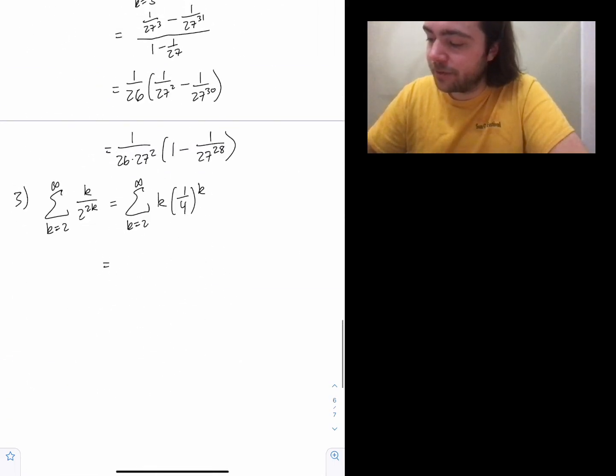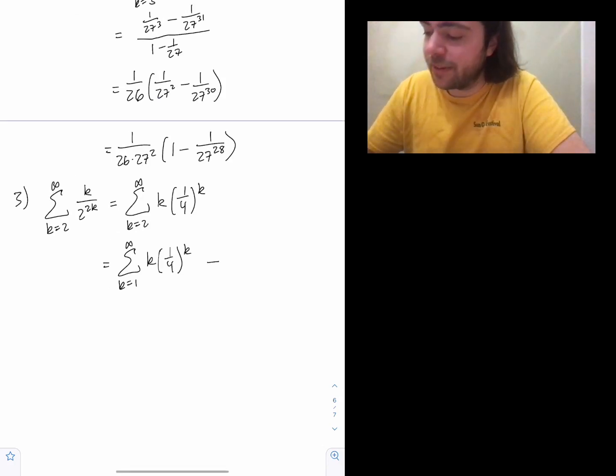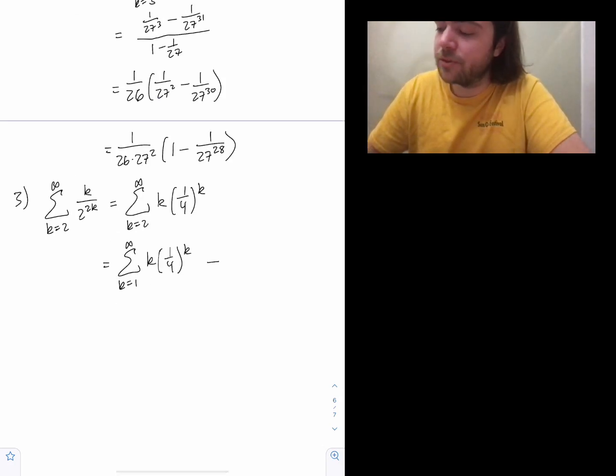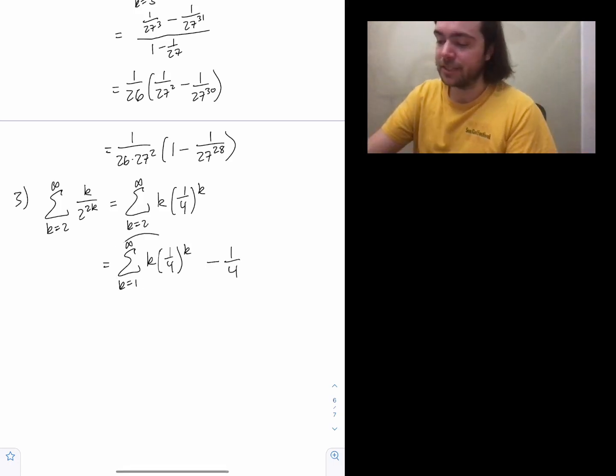So what can we do? Well, that's fine. We're only off by one term. We'll just write down what we want it to be. And then we'll subtract off the thing we added, which was the term where k equals 1. And when you plug in k equals 1, you just get a 4th. Okay, so it's this whole sum minus the first term, which is just a 4th.